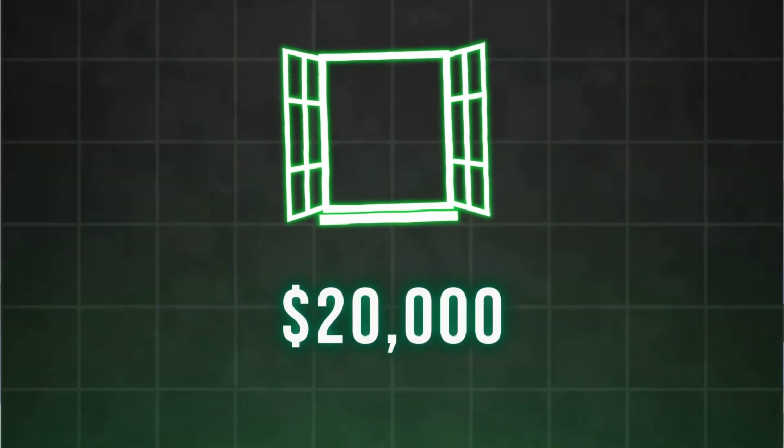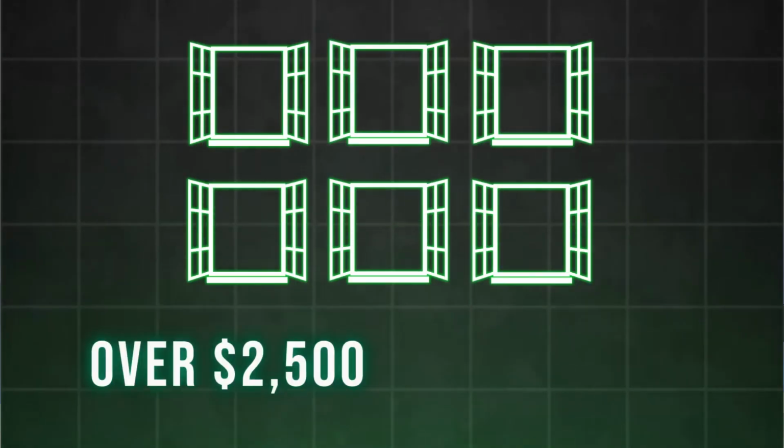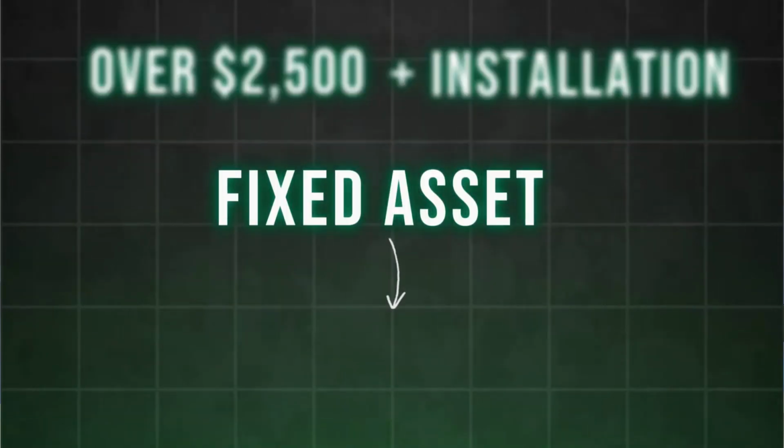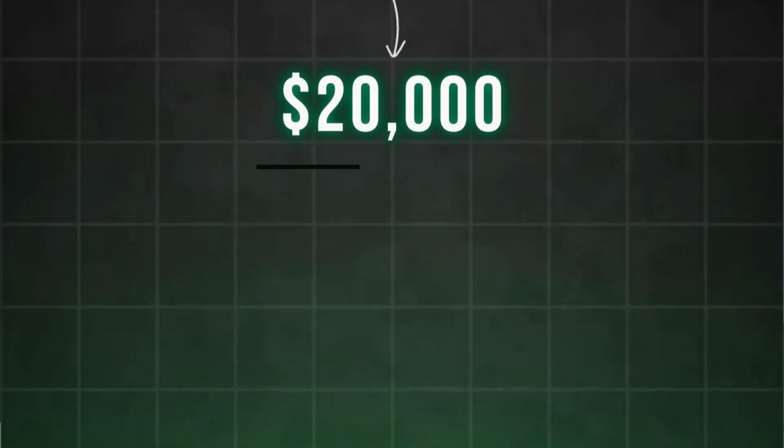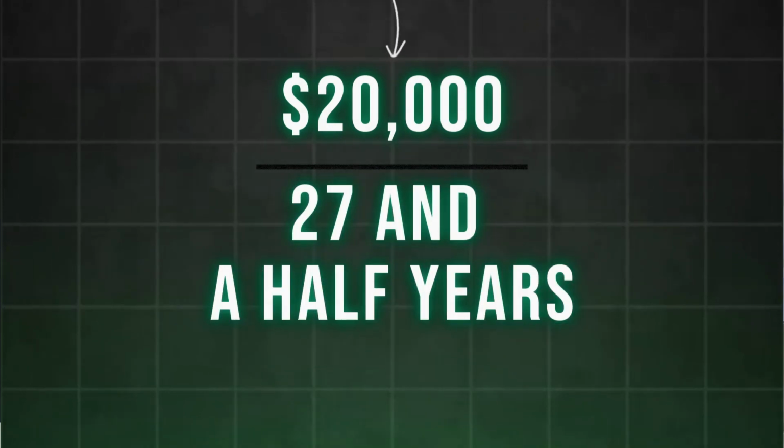So if you get something, let's just say it's windows that are $20,000, and the price of each window is over $2,500 with installation, then you get a fixed asset of $20,000, and you might have to divide that by 27 and a half years. You don't get to take all $20,000 right away, it's about $700 a year over 27 and a half years that you actually get as a tax deduction, which can surprise a lot of people.